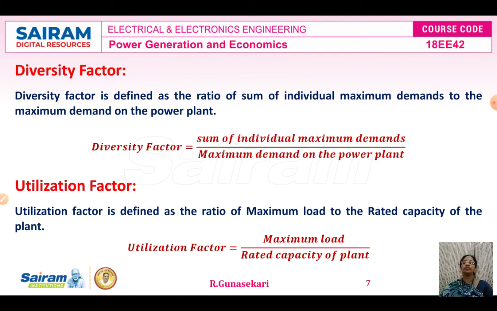The next factor is diversity factor. The diversity factor is defined as the ratio of the sum of individual maximum demands to the maximum demand on the power plant. The utilization factor is defined as the ratio of maximum load to the rated capacity of the power plant.